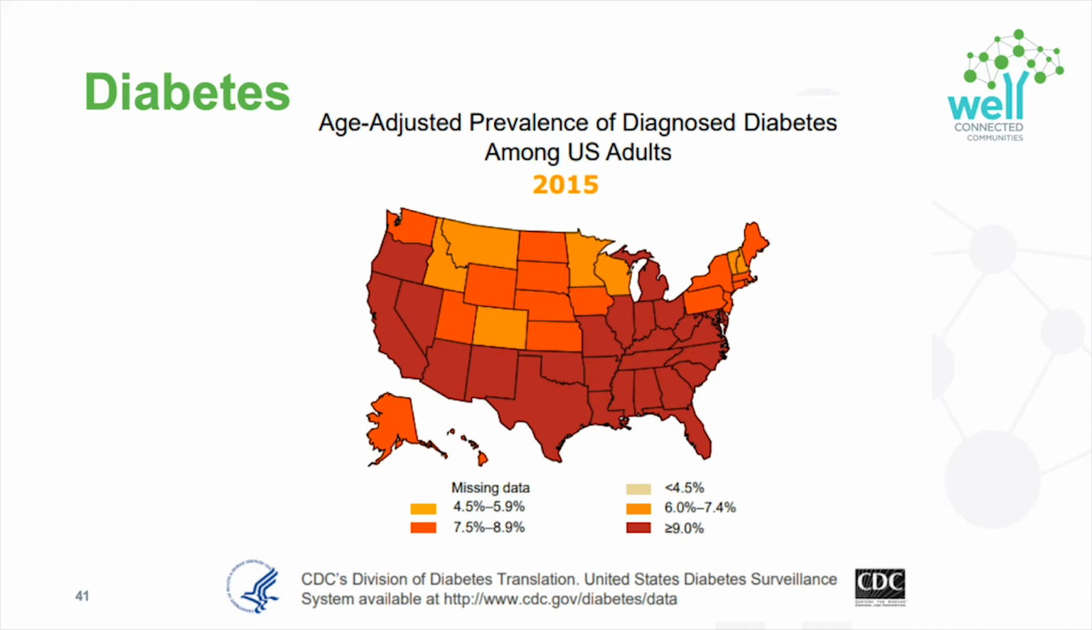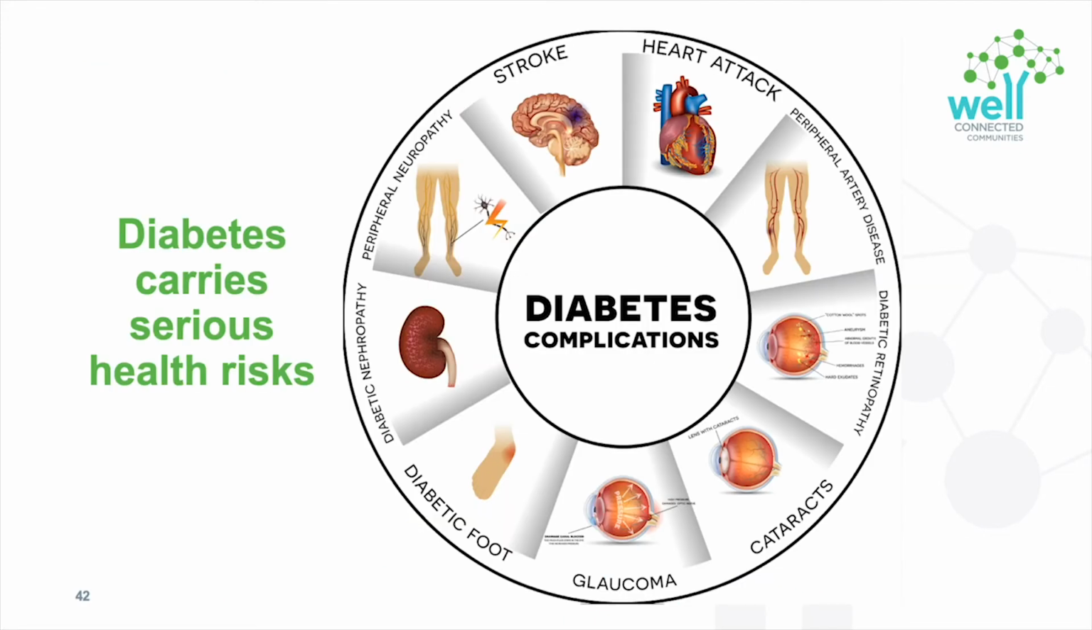Diabetes carries serious health risks. It increases the risk of stroke, blindness, heart disease, kidney failure, and amputations. Diabetes comes with serious health risks and complications that can be avoided if a diabetic takes care of themselves, makes lifestyle changes, and manages their diabetes.